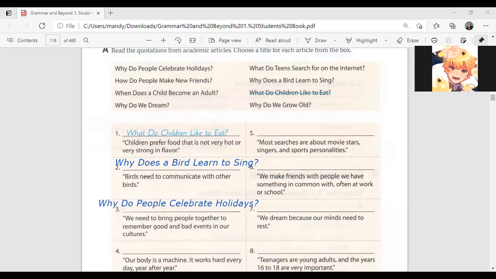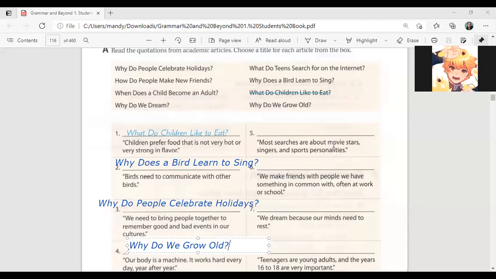Let's see. Our body is a machine. It works hard every day, year after year. What do you think is the best title in that case? Why do we grow old? Okay, you think that is this one. Okay, so let me check. Our body is a machine. It works hard every day, year after year. Okay, so do you consider that is this one? Okay, yes. Why do we grow old? Exactly. This one is the correct question. Okay, why do we grow old?